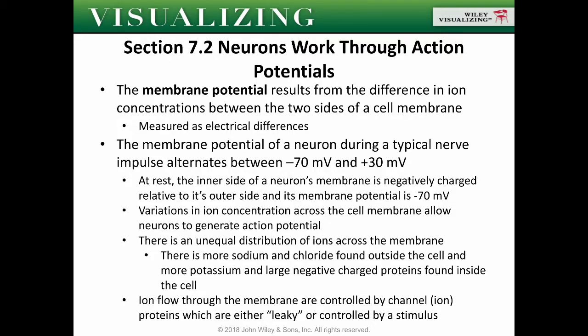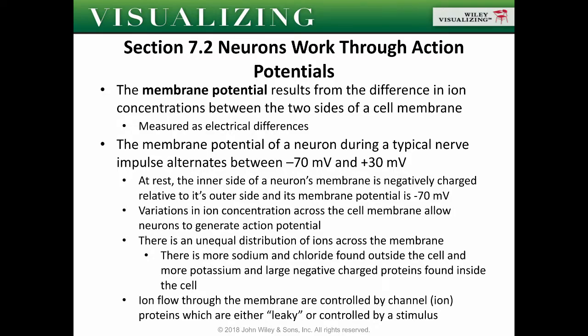Variations in ion concentration across the cell membrane allow neurons to generate this action potential. So how does the membrane maintain that negative 70 and then become positive 30, when the ions cannot pass through the membrane? The membrane has channels embedded in it, which act as gateways. Some are leaky, so they sometimes allow some ions to pass through, but most of the time they are closed and can only be opened by a stimulus.